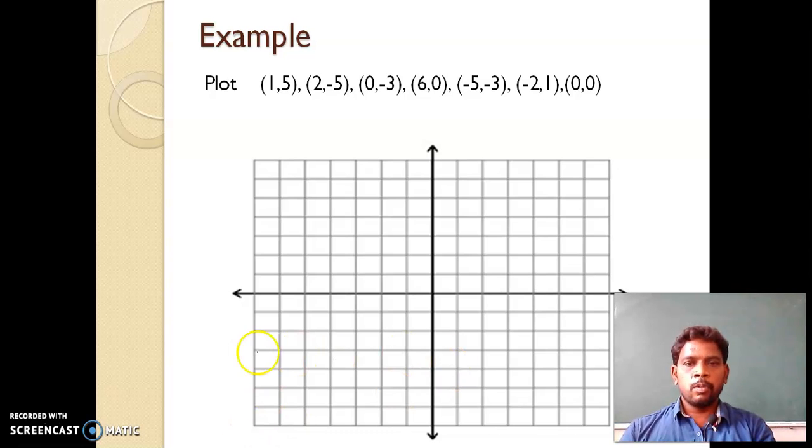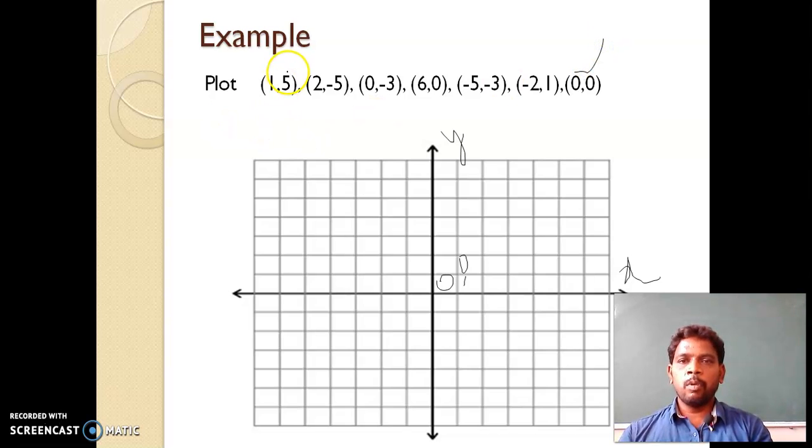Okay, so this one is nothing but the x-axis, we already know that, right? So this one is the x-axis and this one is the y-axis, the vertical axis. So the middle point is always 0 comma 0, right? The middle point, we already know that. So this point is 0 comma 0. Next we are going to plot 1 comma 5. So here the abscissa is 1 and the ordinate is 5, that is, x value 1 and y value 5, simply.